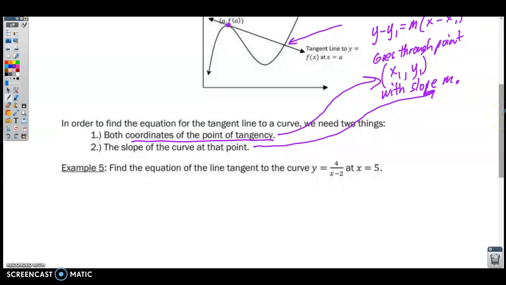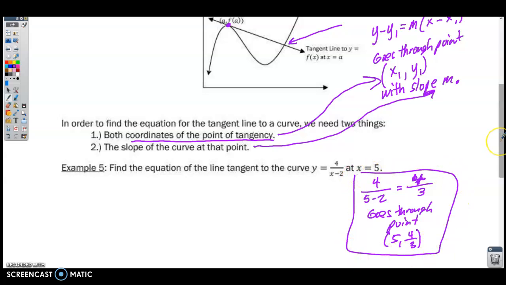Find the equation of the line tangent to the curve y equals 4 over the quantity x minus 2 at x equals 5. Usually when I'm finding the equation of a tangent line, the first thing that I do is find the coordinates of the point of tangency. That's always my first step. I usually just do it up in the top right-hand corner here. So I'm going to substitute 5 in here for x, and that gives me 4 over 3. And so our tangent line goes through the point 5, 4/3. So that's our point of tangency.